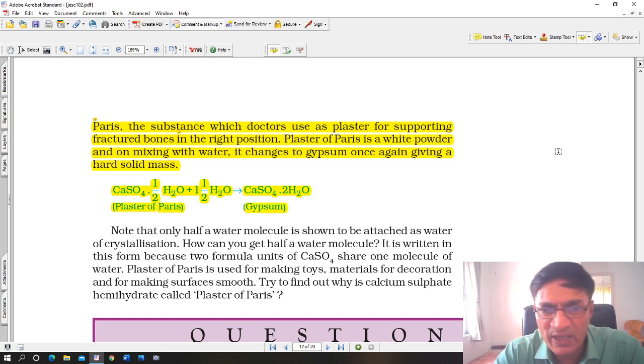Alright, this reaction: calcium sulfate, half a molecule of H2O, plus 1.5 molecules of H2O gives calcium sulfate, 2 molecules of H2O. That is plaster of Paris. When it reacts with water, you get gypsum.